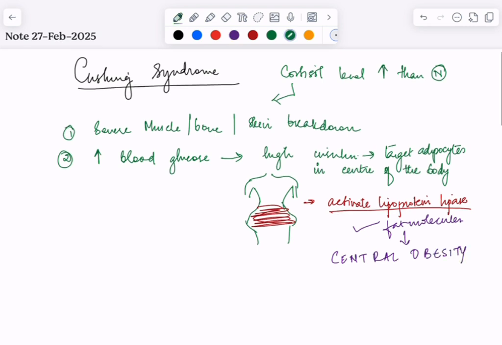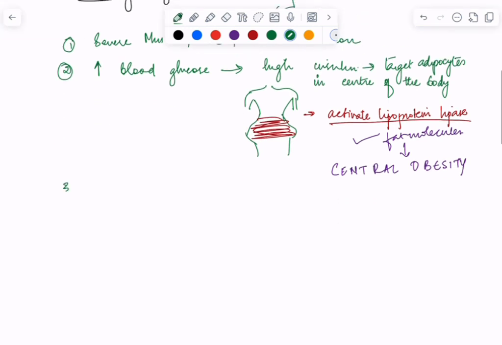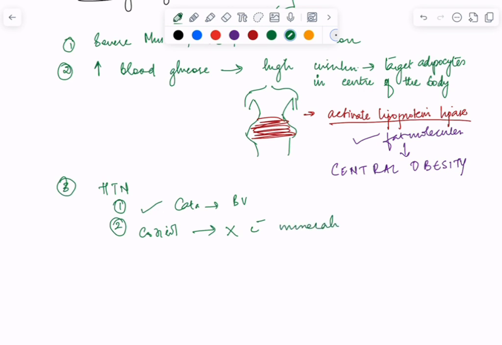So the third issue is hypertension. Hypertension is due to two reasons. One is that cortisol amplifies the effect of catecholamines on blood vessels. The second reason is that cortisol starts cross-reacting with mineralocorticoid receptors, which normally only bind a related steroid hormone, mineralocorticoids, which are secreted from the zona glomerulosa. These are the two main reasons for this hypertension.